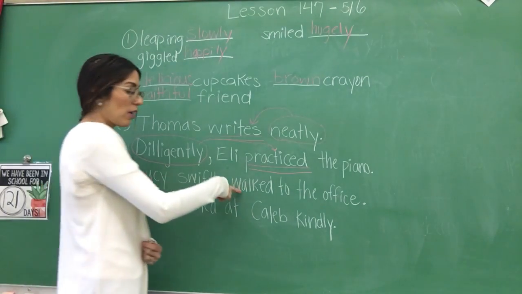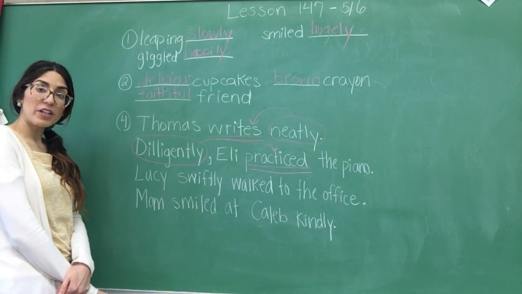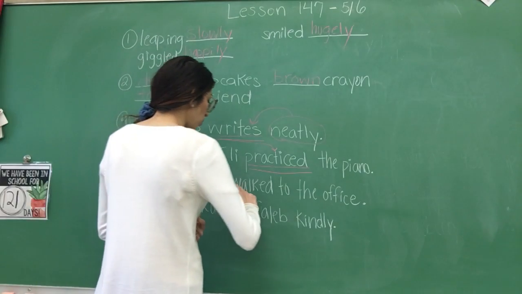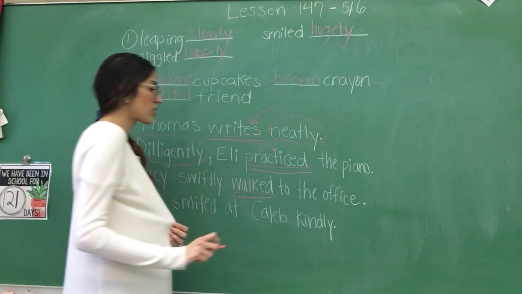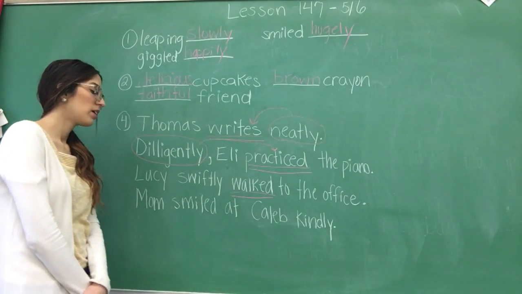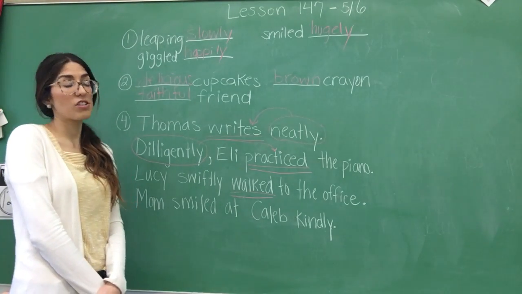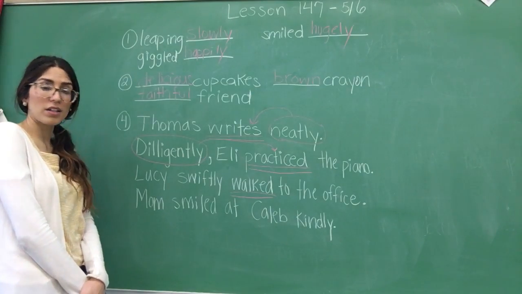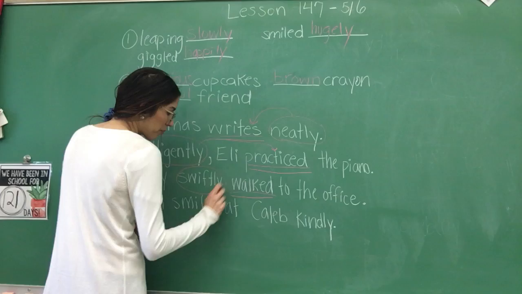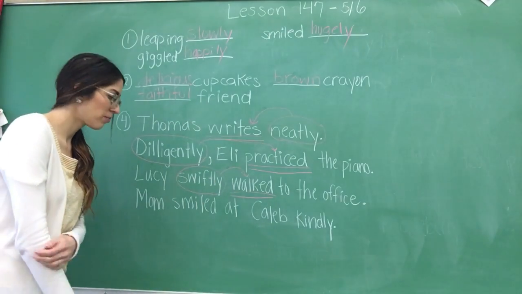Next sentence, the third one. Lucy swiftly walked to the office. So what's my verb? What's the action? Walked, very good. Underline that 2 times. And then my adverb. The adverb normally ends in ly, and it also shows how the action is done. So how does Lucy walk? Swiftly, very good. We'll circle swiftly. Draw the arrow to the verb it describes. Good.